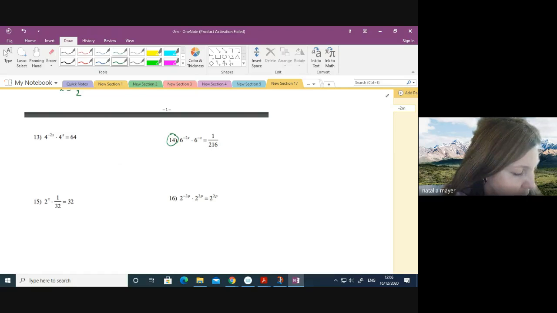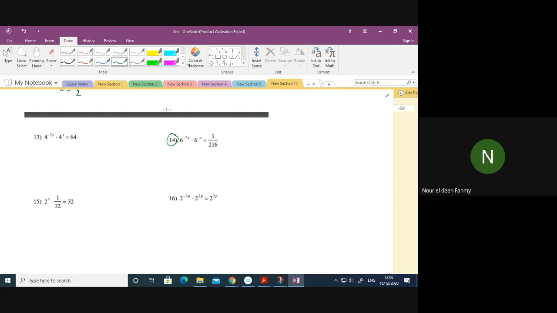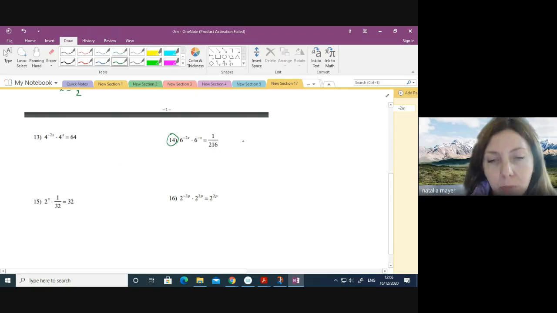Do you first switch the value on the right so that it can be 216 to the power of -1? But it's not going to be the same base. We're going to have to see what, 6 to the power of what gives 216, which is 3. So it's going to be 6 to the power -3.